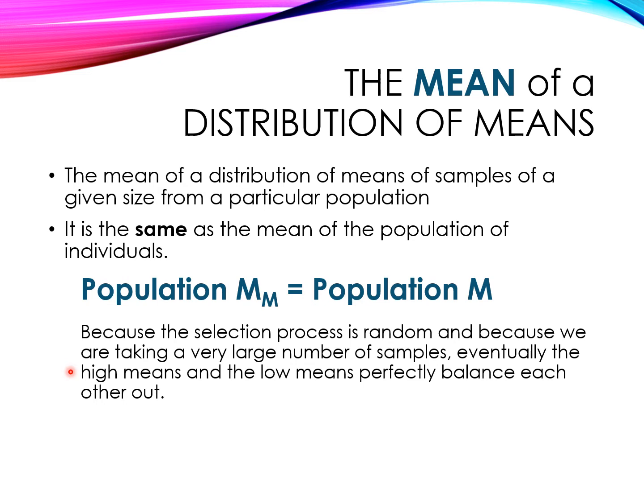Remember, that's one of our tenets of the way we do our experiments and our studies, is that the selection has to be random. And because we're taking a very large number of samples, eventually the high means and the low means will perfectly balance each other out, okay? So the mean of a distribution of means is the same as the mean of the population of individuals.